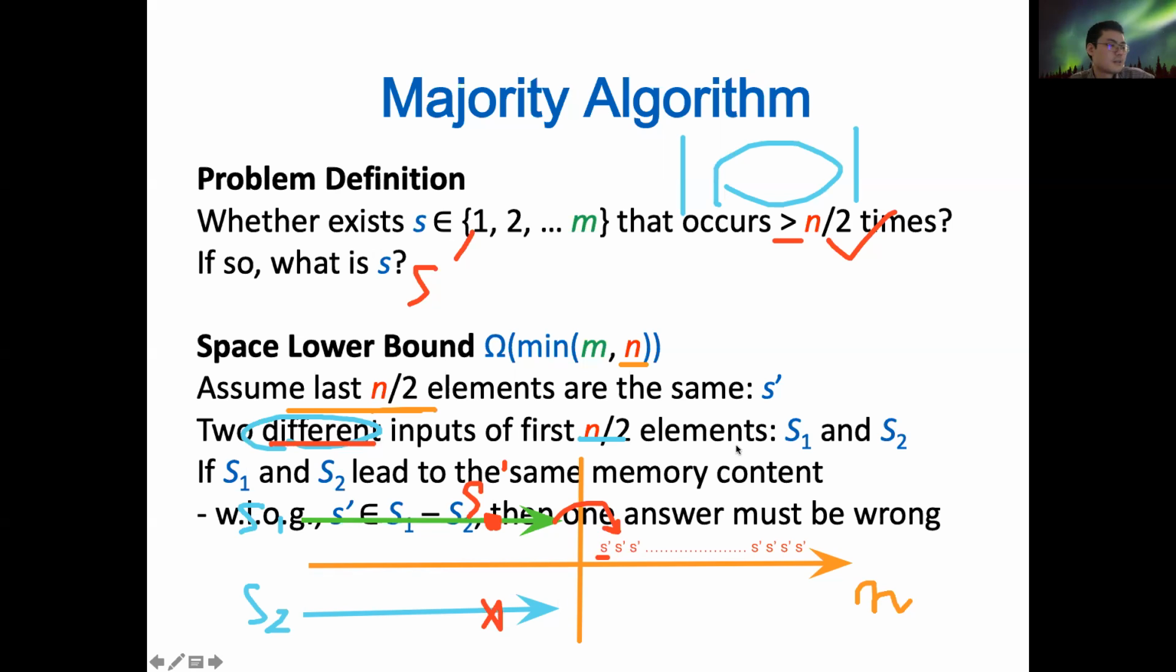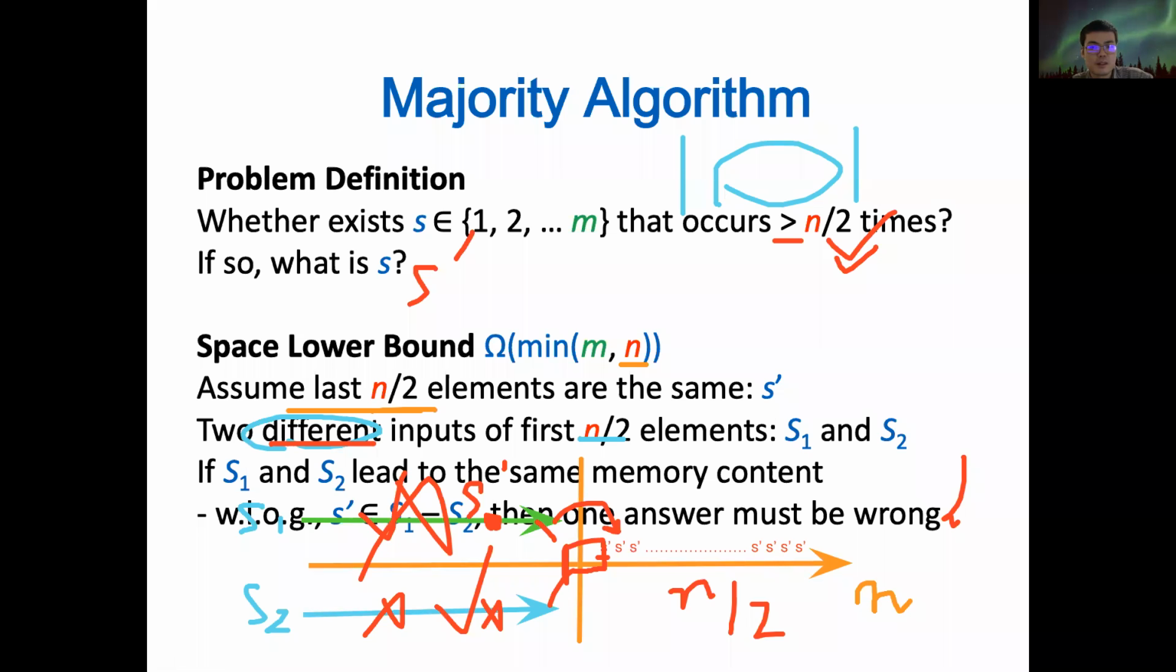So you can see that if by this time we have 2 streams that lead to the same sketch content in the memory, then we will make mistakes. Because you pick an S prime here and have the second half of the stream, then in this particular case, you will answer wrongly, because you can only give one answer, whether there's a majority or not, yes or no. If you answer yes, this is correct, but this is wrong. If you answer no, this is correct, but this is wrong. So that means we cannot achieve the correct answer all the time in this case.